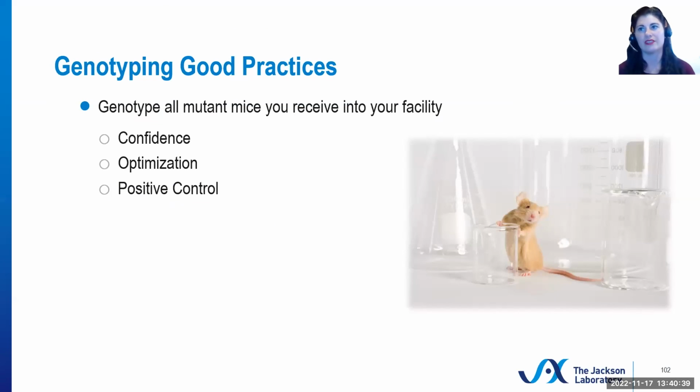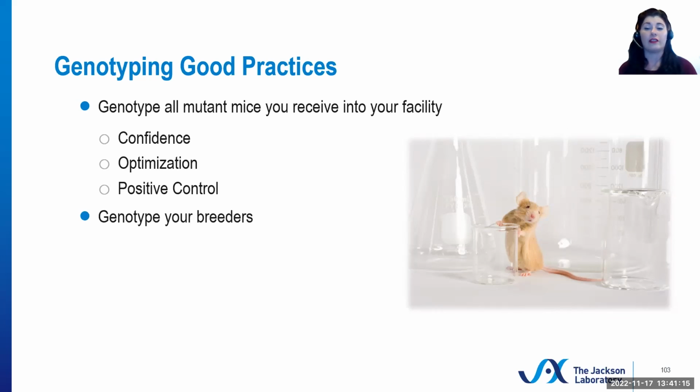How do you get good positive samples? There are a few ways. Some vendors have control DNA available for purchase. You can use different strains that carry the same mutation if you know that the primers will amplify in both strains. And you can use the mice you order. It is always a good idea to genotype all mutant mice you receive. Not only will you feel confident about beginning your colony, but you can also use that DNA to optimize your assay and keep the DNA in aliquots for use as positive controls for future genotyping assays.